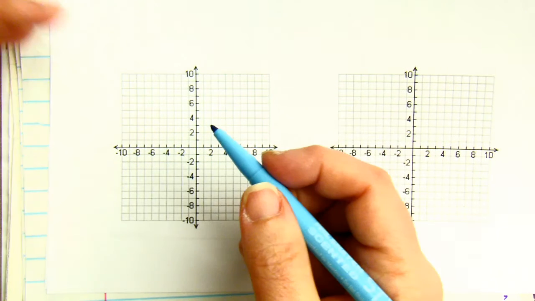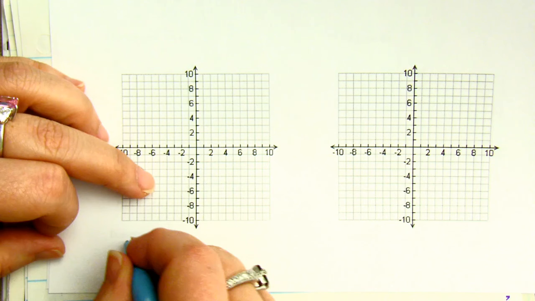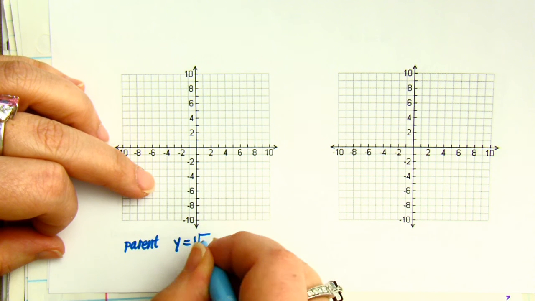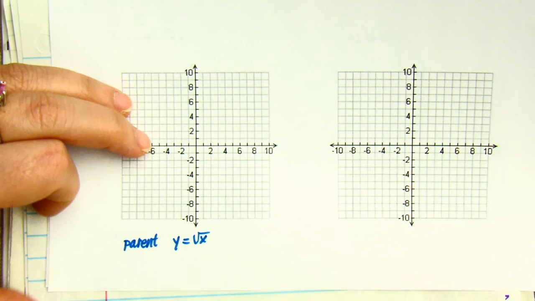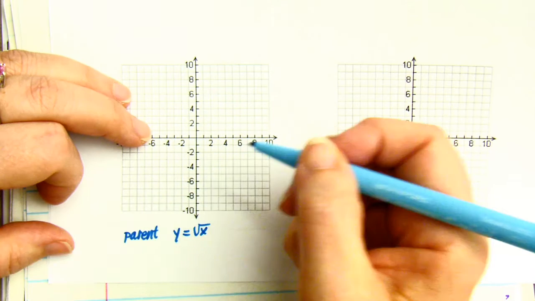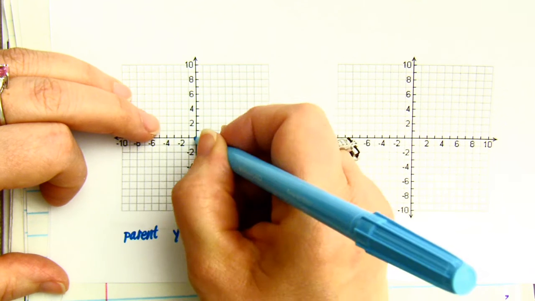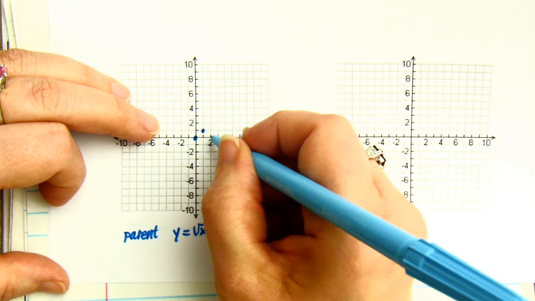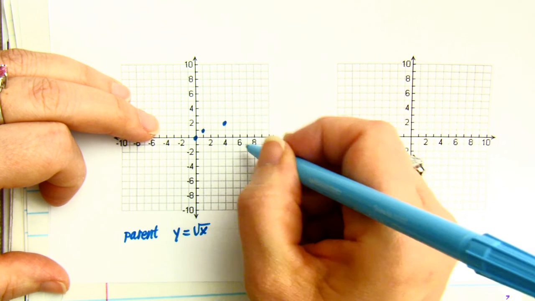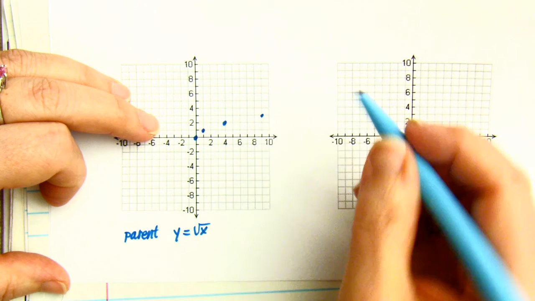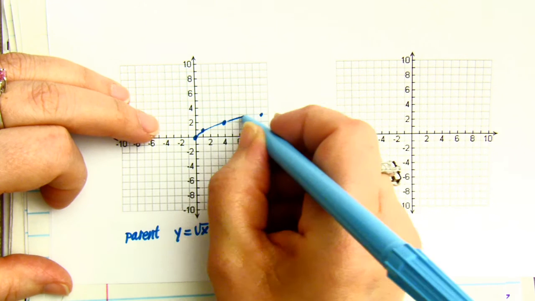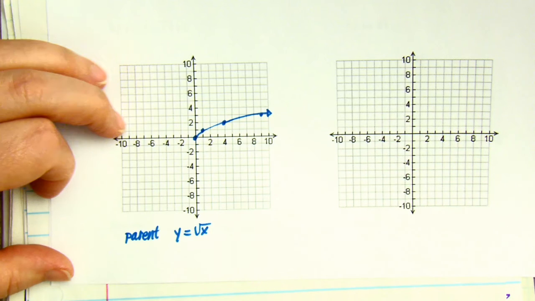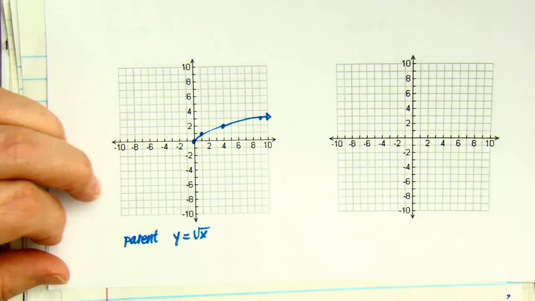The parent function is y equals the square root of x. So we want to pick x values that are perfect squares, like 0. Well, if x is 0, so is y, because the square root of 0 is 0. The square root of 1 is 1. The square root of 4 is 2. And the square root of 9 is 3. Folks, this is the parent function. That's what it looks like, your square root function.